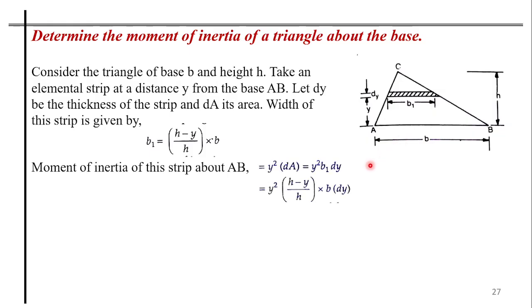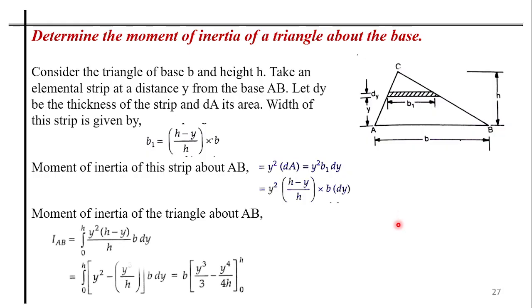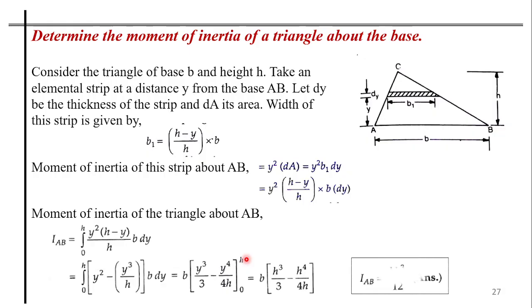The moment of inertia of this strip about AB is going to be this value. The moment of inertia of the triangle about AB is going to be of this format: IAB equals the integral from 0 to h of y square into (h minus y) by h into b into dy. Once you apply the limits on the integration, this is what you get: bh cube divided by 12.